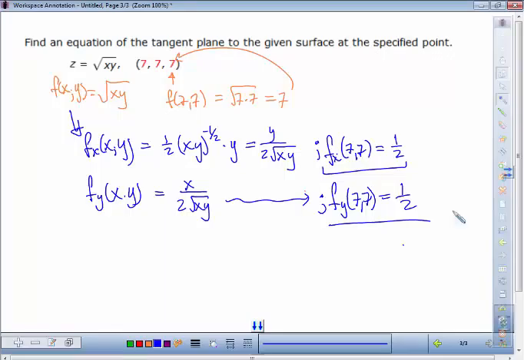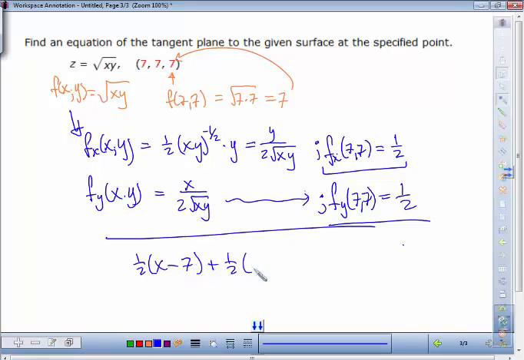So I can memorize the formula for a quiz. You might need to memorize it and try to remember it. But in an exam, you guys get a page of notes, so you can write this down if you need to. But the formula says that I have a 1/2 (x minus a) plus a 1/2 (y minus b) minus the negative 1, so minus (z minus f of ab), which is the z component of the point, is equal to 0.